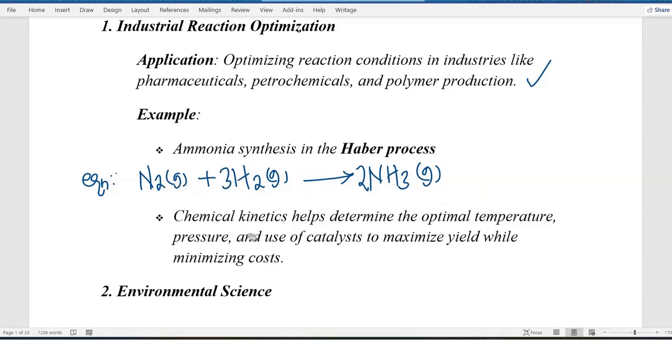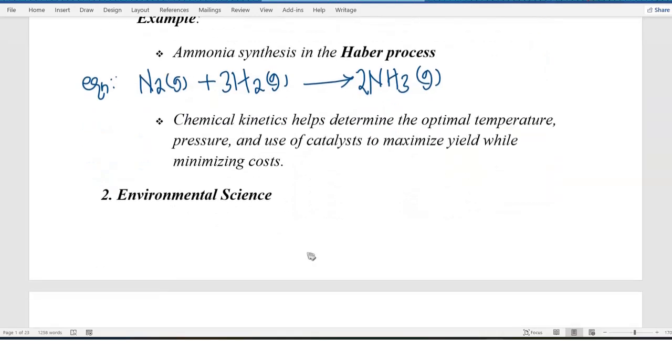Another example: chemical kinetics helps us to determine the optimal temperature, pressure, and use of catalysts to maximize yield while minimizing costs. So in the production of, for example, ammonia in the Haber process, chemical kinetics will help us to determine the optimal temperature, which pressure we need, and the use of catalysts to maximize yield of ammonia while we are minimizing the costs of production.